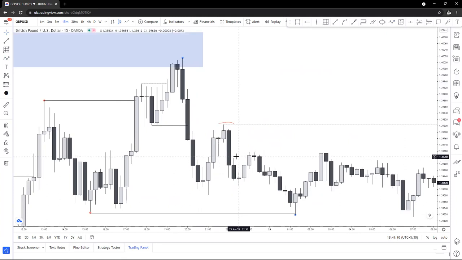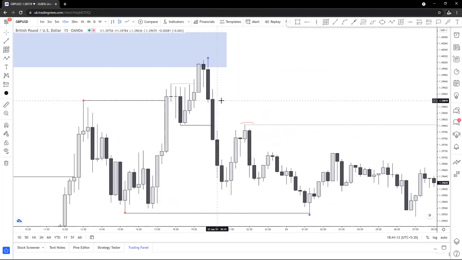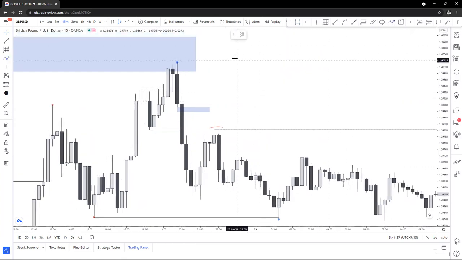Then on the 1 minute, there was an order block. I took this sell. There was an order block right here, and this order block was the reason for this break of structure. You see, on the 1 minute, this would have happened, right?